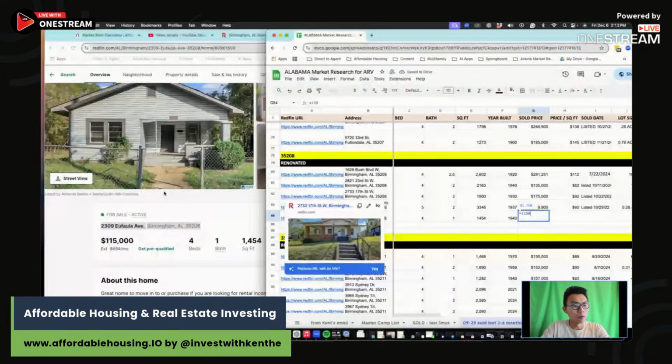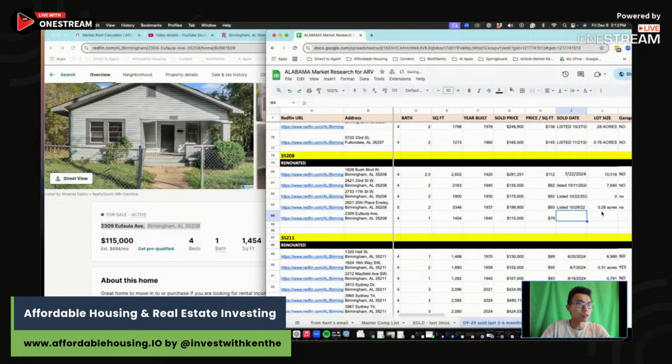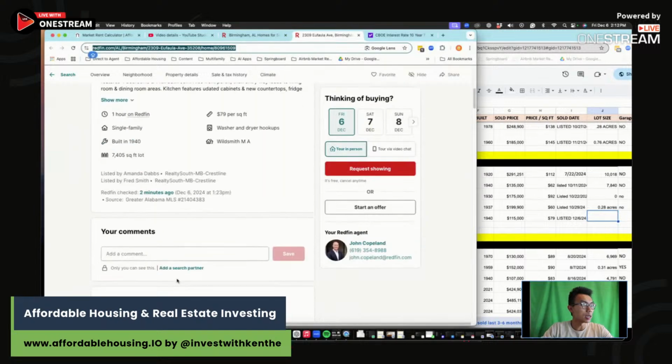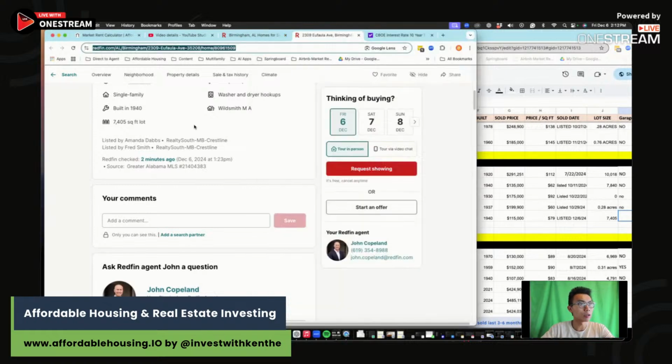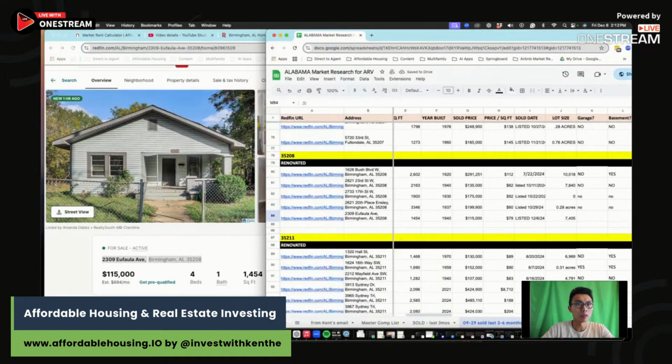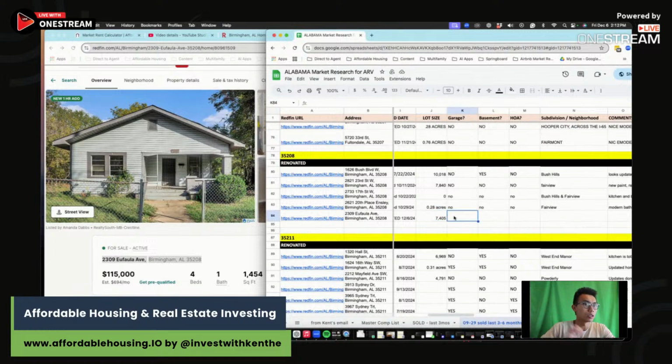And now my price per square foot is going to equal my purchase price divided by the square footage, which is $79 a square foot. This was listed today at $115,000. And the lot size of this property is 7,405 square feet. Is there a garage? Nope. No garage. No basement. No HOA.